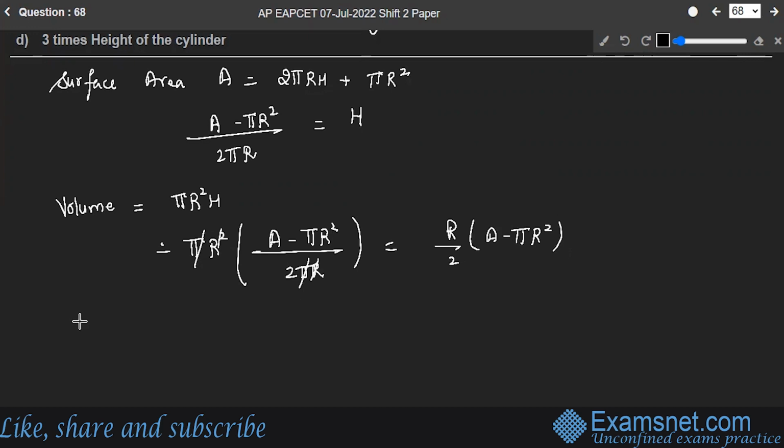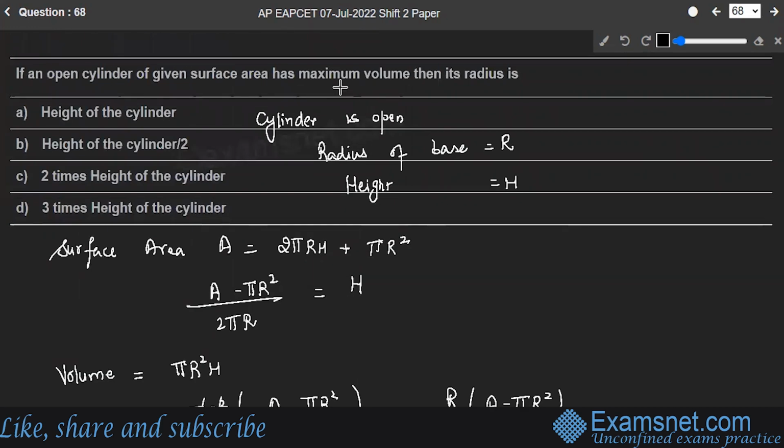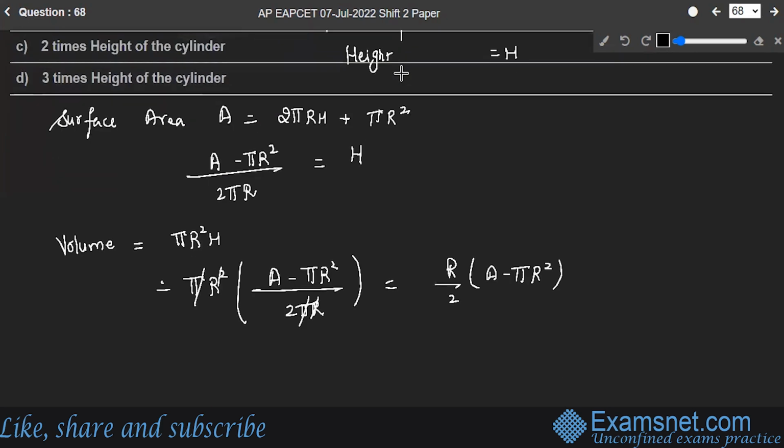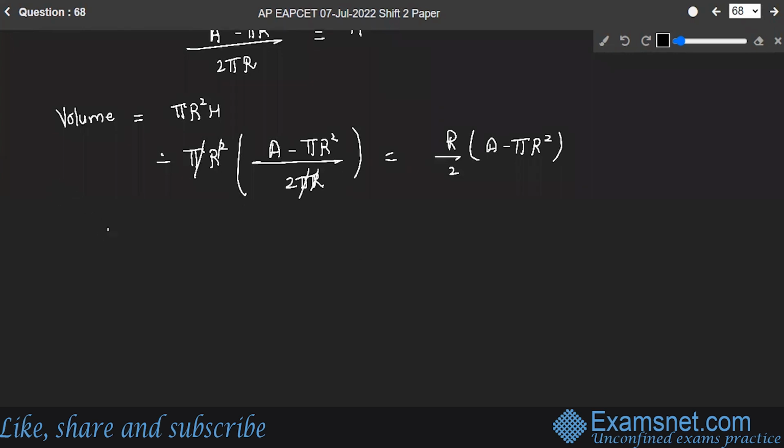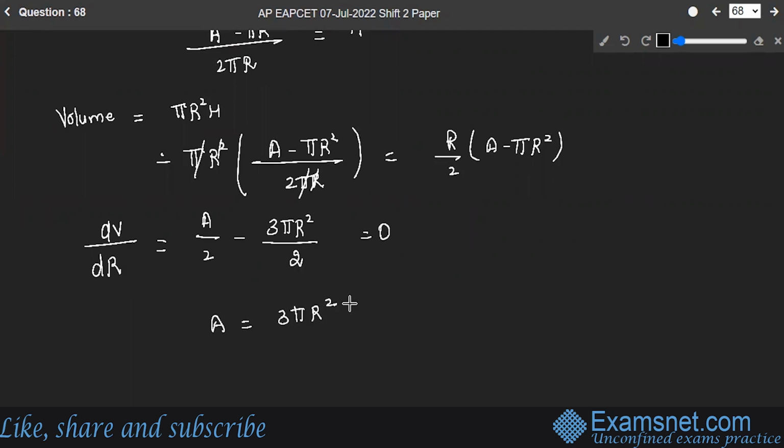This is the volume. Now it is talking about having the maximum volume. So that means we have to find the derivative of it, the derivative of the volume with respect to the radius. This is given by A by 2 minus 3 pi r square by 2, which is equal to 0. From here, you will calculate that A is equal to 3 pi r square.